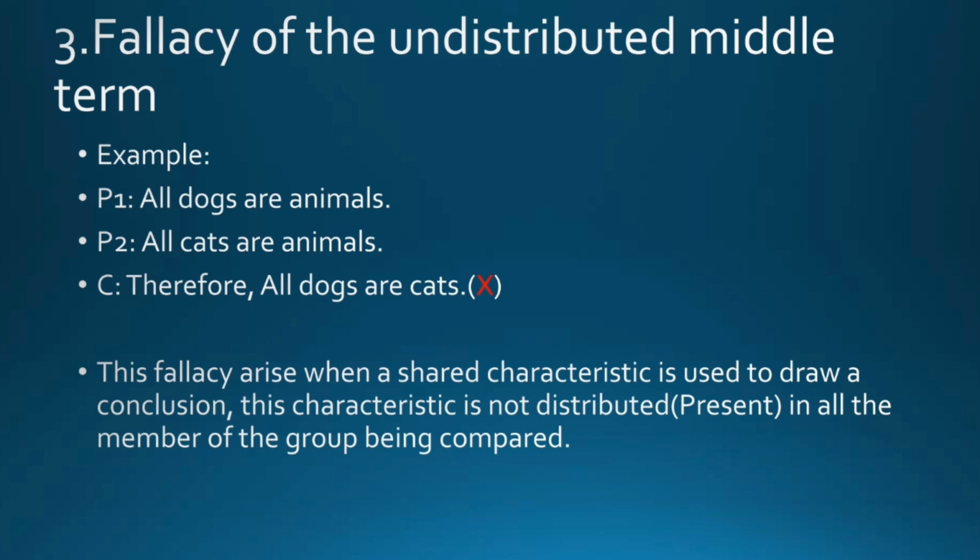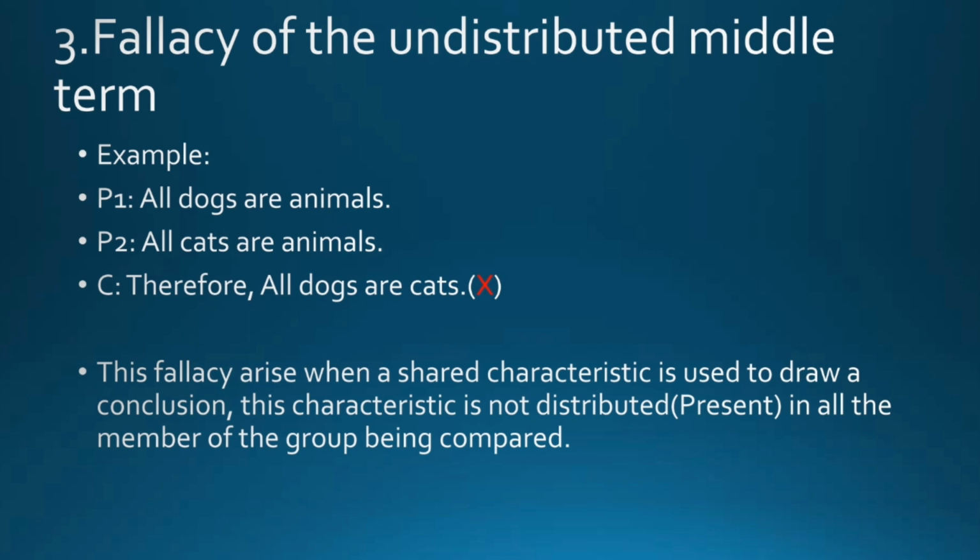3. Fallacy of the undistributed middle term. This fallacy occurs when a shared characteristic between two things is used to conclude that the two things are related in some way, even though that characteristic is not present in all members of the groups being compared. Example: all dogs are animals. All cats are animals. Therefore, all dogs are cats.